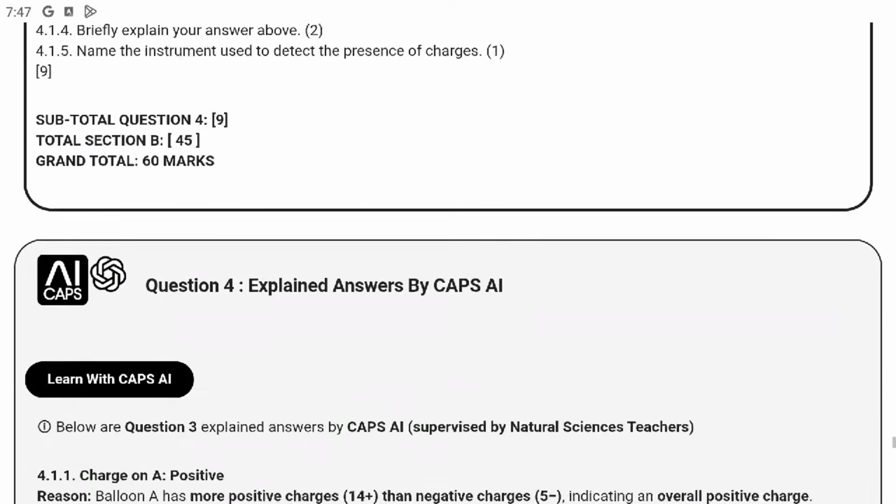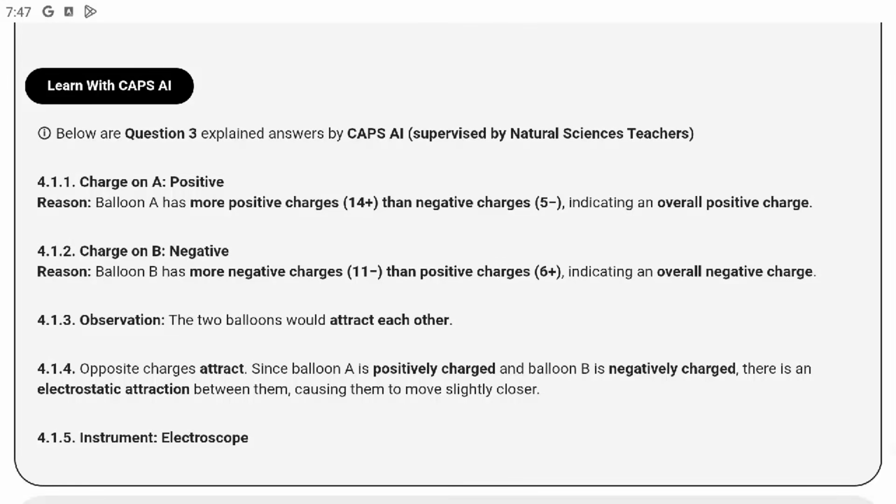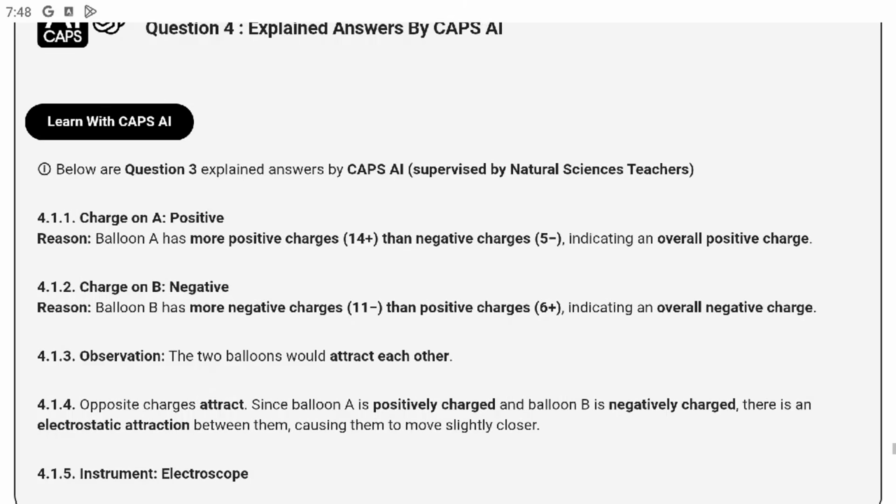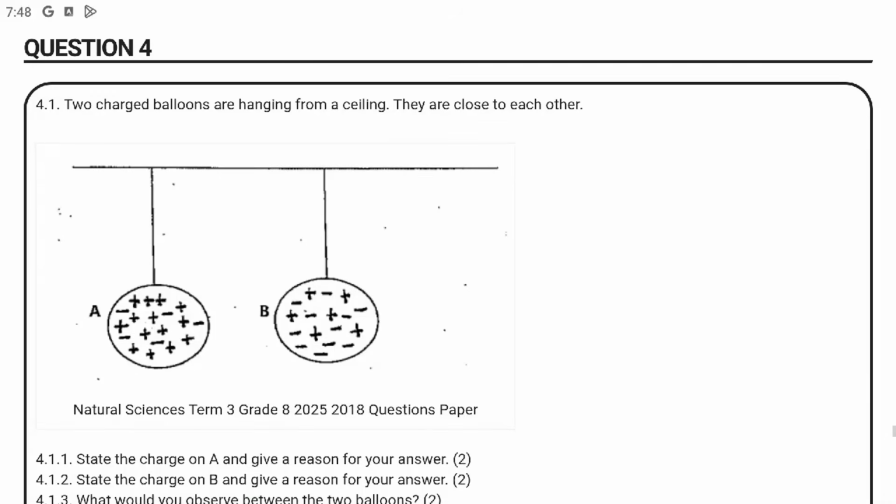Okay. Balloon A has more positive charges, which are 14 plus, than negative, so it has 14 plus signs, right? Then negative charges of 5 minus signs, indicating an overall positive charge. Okay, so in this case, you actually have to count the plus signs on balloon A and B to make sense of it, right?